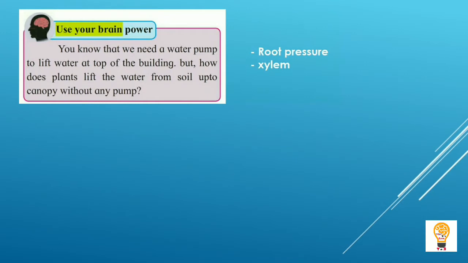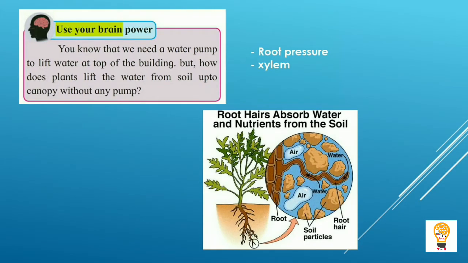Move to the next slide, that is using our brain power. Here what they have asked us is, you know that we need a water pump to lift water to the top of a building, but how does the plant lift water from soil up to canopy without any pump? For example, friends, if we are living in a skyscraper, we need a motor to put pressure on water to reach the terrace. So how is this same mechanism done in the plants? Leaf also requires water. So how are they going to transport the water?